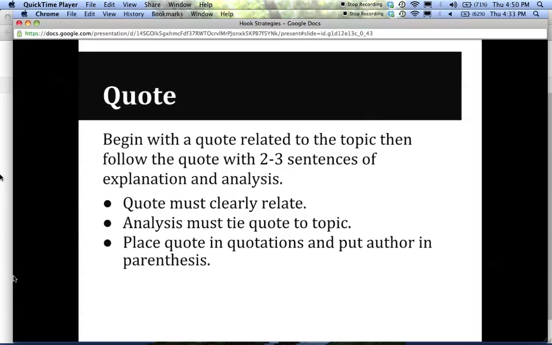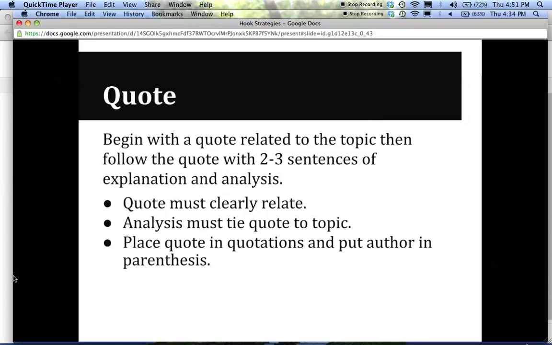as one sentence. So you begin a quote that's related to the topic, and then this is the key, and a lot of students struggle with this piece. You want to follow the quote with 2 to 3 sentences of explanation and analysis. So you don't just throw the quote up there and then jump into your essay or your thesis statement. You want to pull the quote apart. Look at the word choice. What is it saying? How does it connect with the theme that you're writing about or the topic that you're writing about? So you have your quote, you follow it with 2 to 3 sentences of explanation and analysis, and then you have your thesis statement.